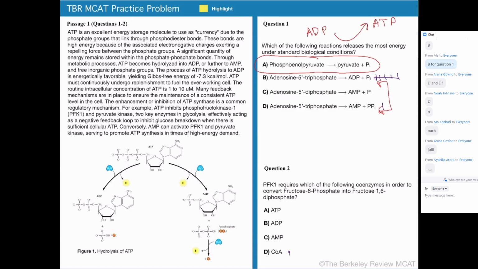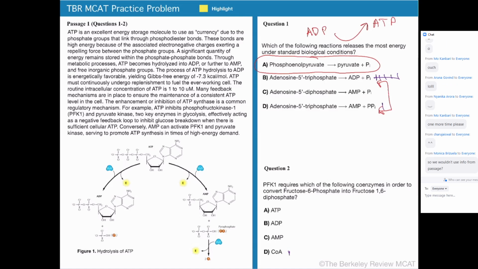Okay. If you read the question, which of the following reactions releases the most energy under standard biological conditions? This is just, in other words, what reaction has the largest negative delta G? So you would use information in the passage, and if I were to use any information in the passage, I would use this right here. These bonds are high energy because of the associated electronegative charges exerting a repelling force between phosphate groups.